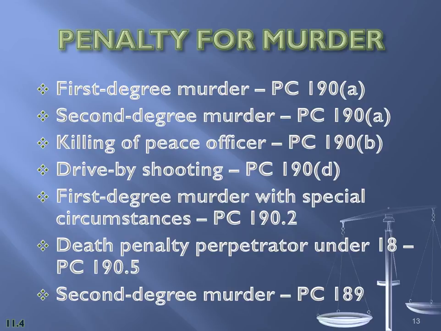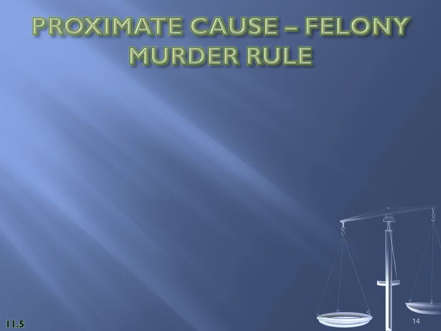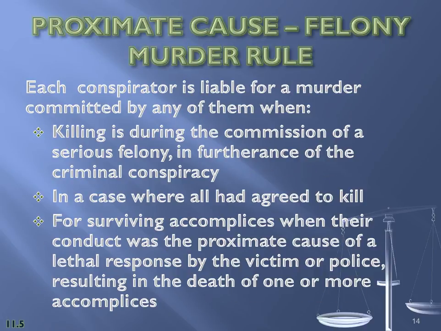So here are some of those sections that I was just referring to. First-degree murder you can find in Penal Code 190(a), and you can see how they list all these down here, and you can go into your textbook at any time and take a look at those and get a better understanding of some of those.